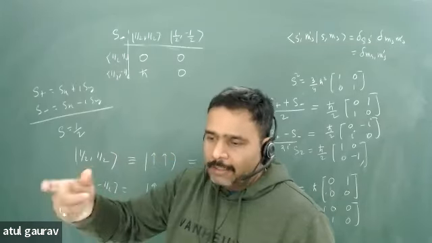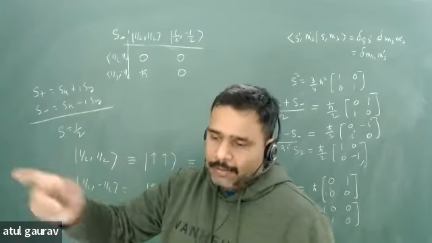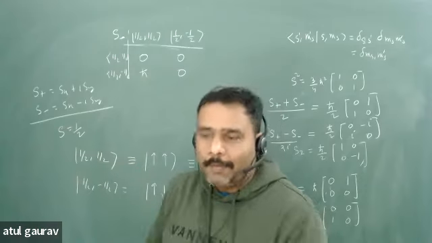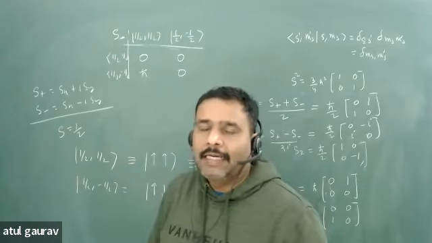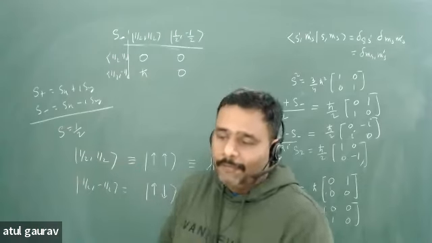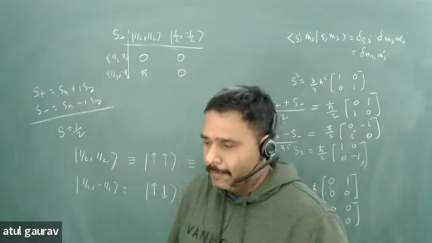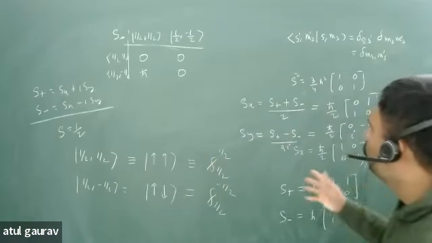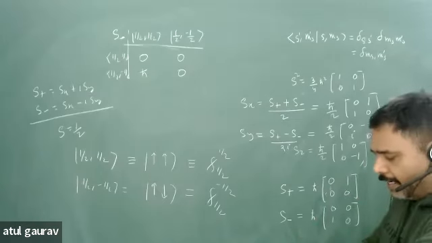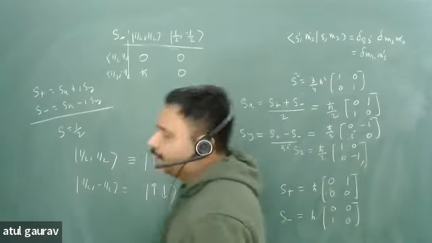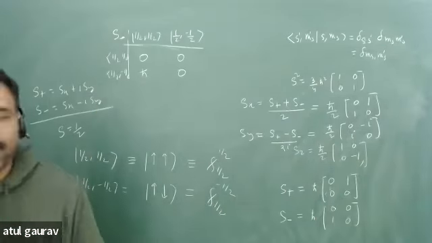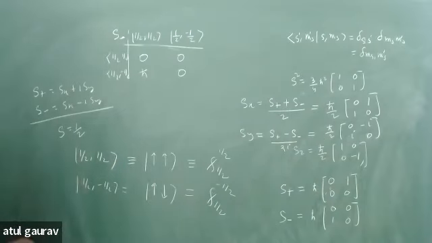And what is going to happen in this particular Stern-Gerlach experiment, I will discuss in more detail in the next class. But before that we need to find the eigenvalue and eigenstate of S square and Sz. Okay, is it clear till here, everyone? Okay, good.